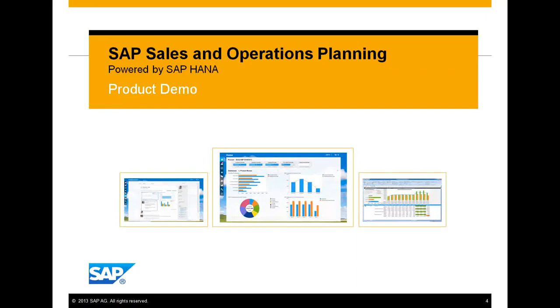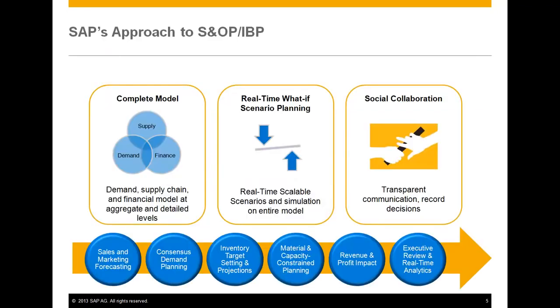The following is a product demo of SAP Sales and Operations Planning powered by SAP HANA. Whether you're just getting started with S&OP or have a mature integrated business planning process, this next generation S&OP application is purpose-built to support your end-to-end planning process. In this demonstration, you will see how S&OP allows you to not only profitably align supply and demand, but also to align functional groups within your organization.